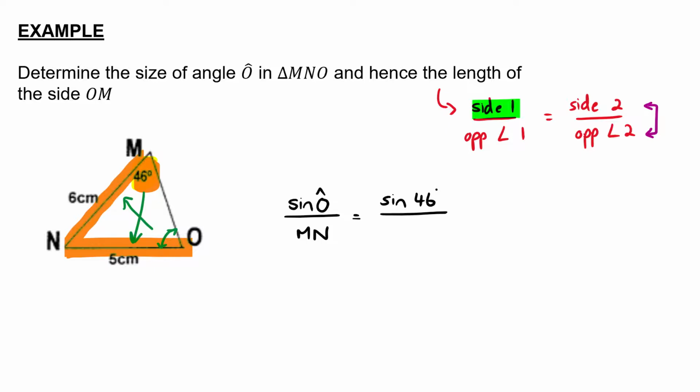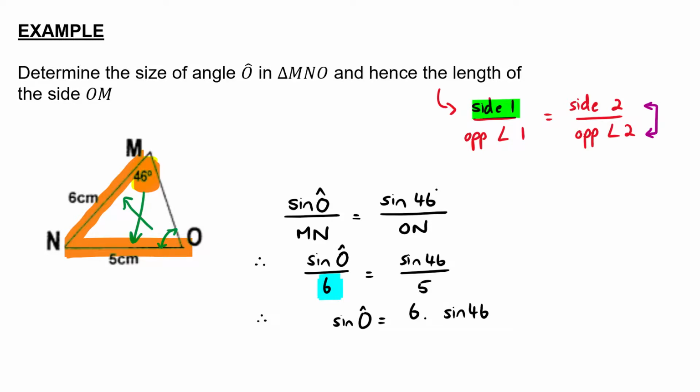You do not get marks for this step because in maths you don't get marks for writing out a formula. You get marks for substitution. So the substitution here would look like sine O over MN, which is 6, is equal to sine 46 over ON, which is 5. Therefore sine of angle O is going to be, when we move this 6 up, 6 times sine of 46 over 5.